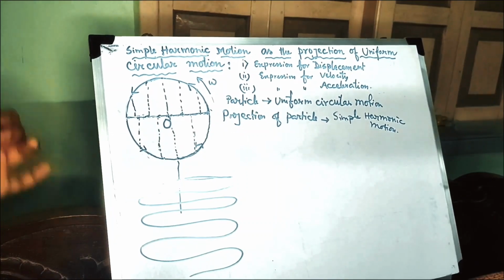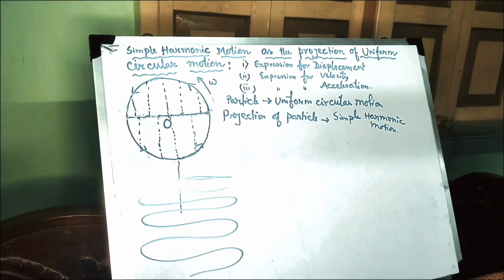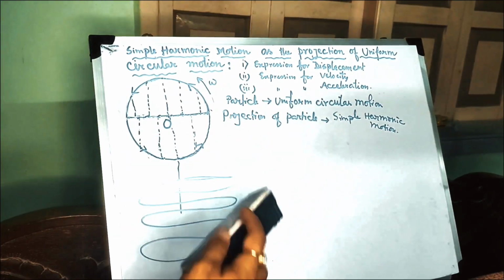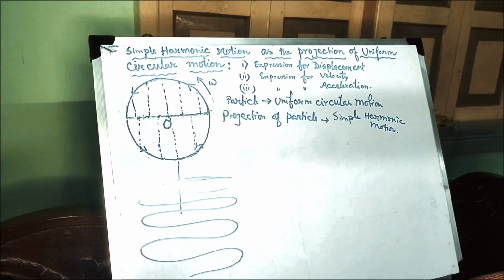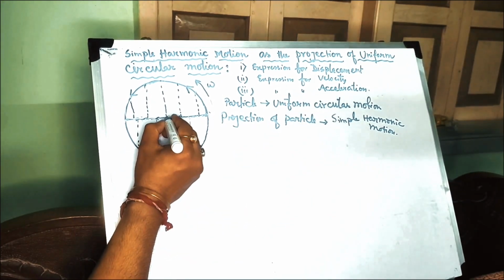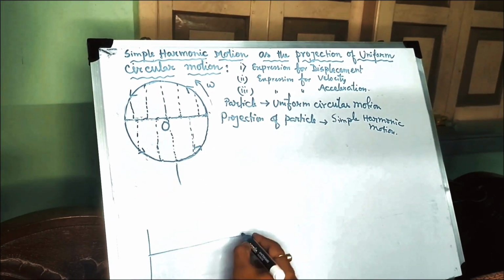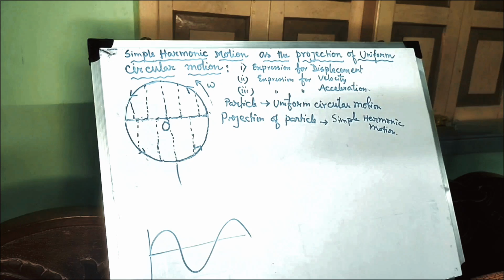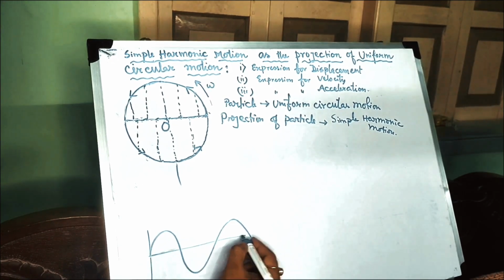Okay, so I have drawn the horizontal diameter, you can draw the vertical diameter also, right? So this is how we can relate the motion of a particle and its projection, or we can relate between the simple harmonic motion and the uniform circular motion. Okay, remember, if we draw a wave for vibration, the line in the middle is called the mean position.